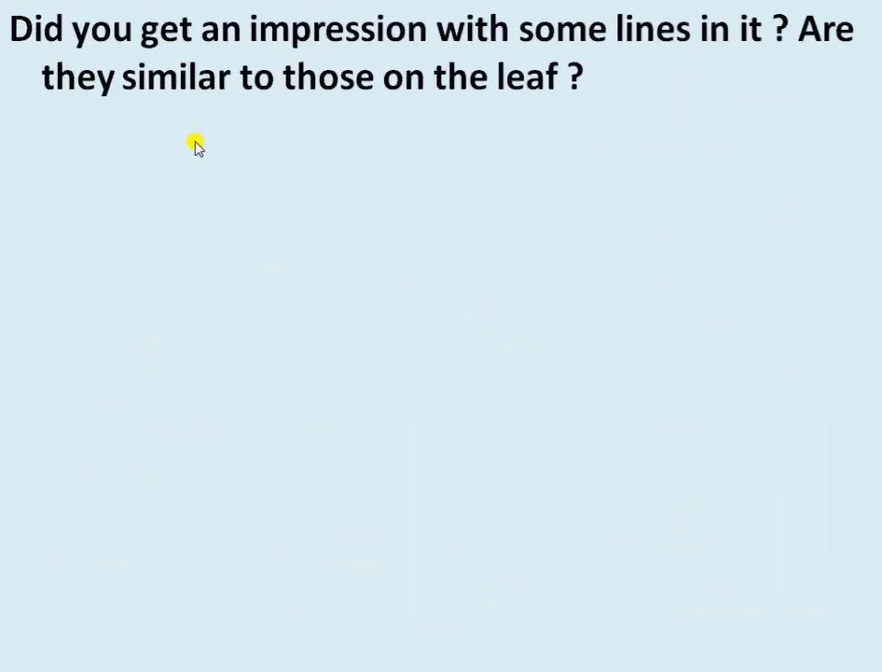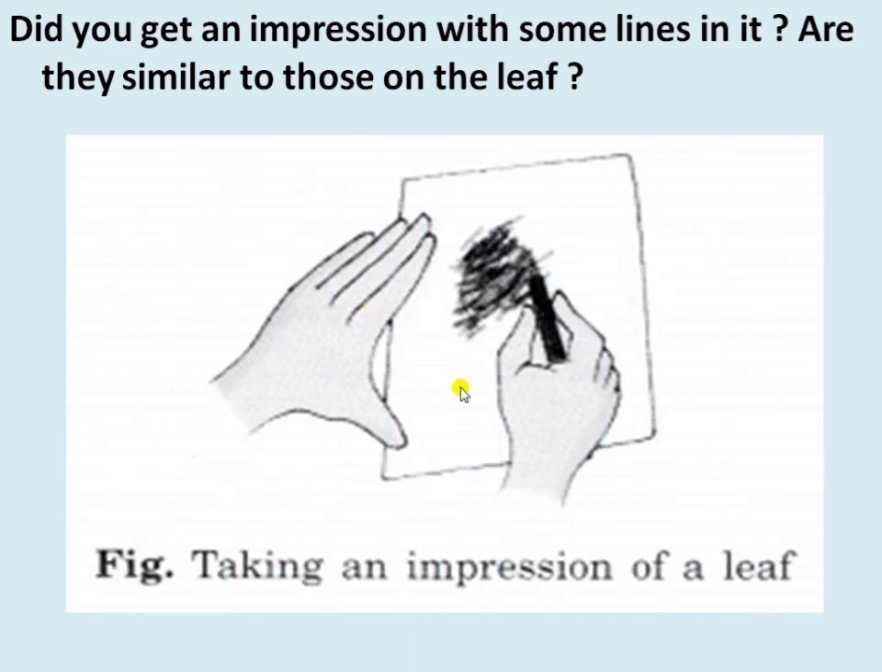As you can see in this picture, you are taking an impression of a leaf. Firstly, you have to put a leaf under this white sheet of paper or a sheet in your notebook. After that, hold it in place as shown in this figure, and hold your pencil tip sideways and rub it on the portion of the paper.